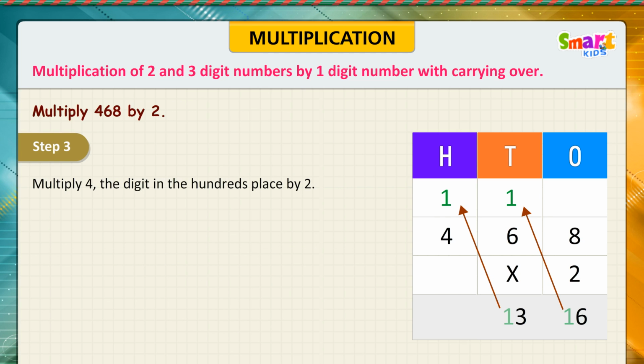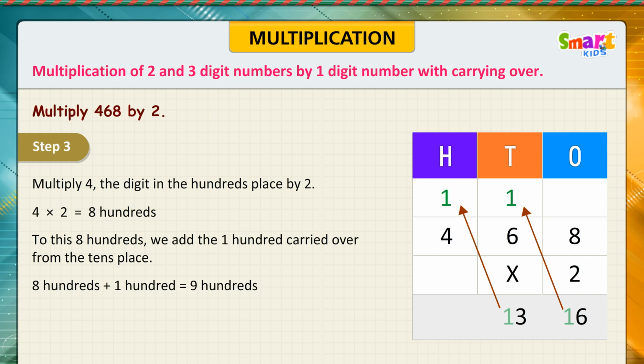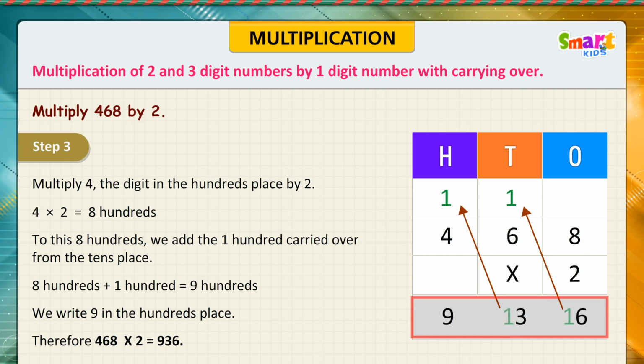Step 3. Multiply 4, the digit in the hundreds place, by 2. 4 into 2 is equal to 8 hundreds. To this 8 hundreds, we add the 100 carried over from the tens place. 8 hundreds plus 1 hundred is equal to 9 hundreds. We write 9 in the hundreds place. Therefore, 468 into 2 is equal to 936.